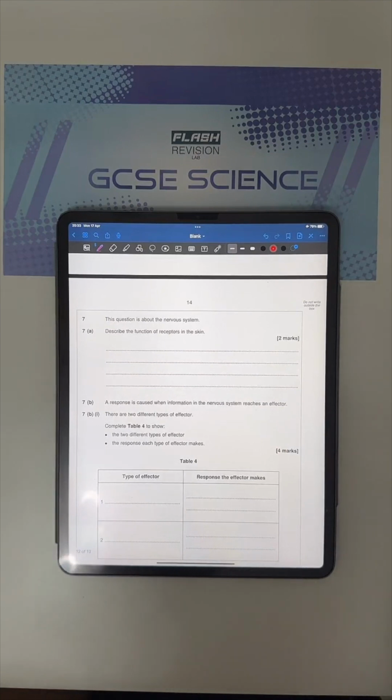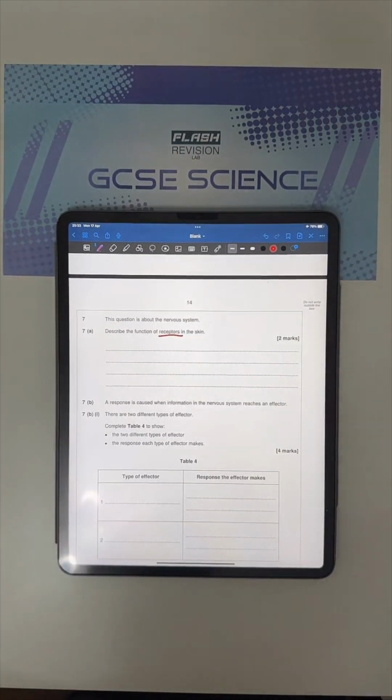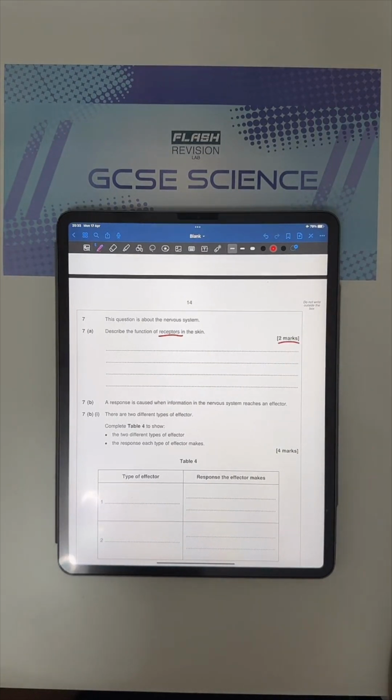Okay, this question is about the nervous system. Describe the function of receptors in the skin. What do you guys think? 2 marks here. 1 mark's easier to get than the other. What's the function of a receptor? But remember, it's 2 marks, which means you have 2 points.